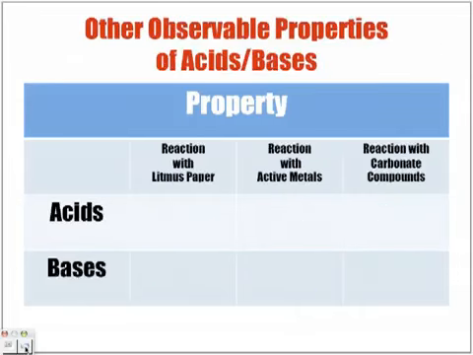Now, some other properties, in terms of reaction with litmus paper. Remember what we talked about? Red for acids, blue for bases. An acid turns blue litmus paper to red. So even though blue is for bases, if we put blue into an acid, we're changing that blue to red. Or if we're keeping it red, it'll stay red. But for bases, it'll turn the red litmus paper blue. If we put blue litmus paper in, it'll stay blue.